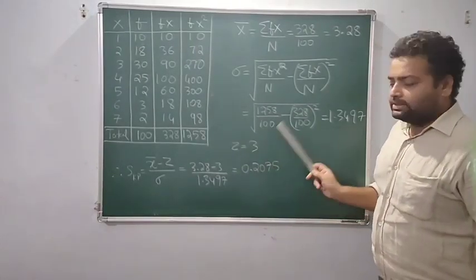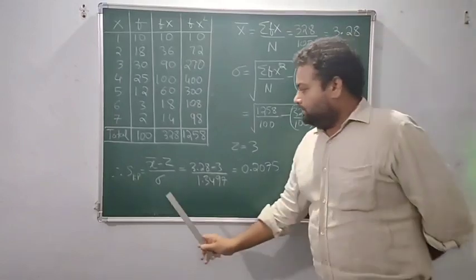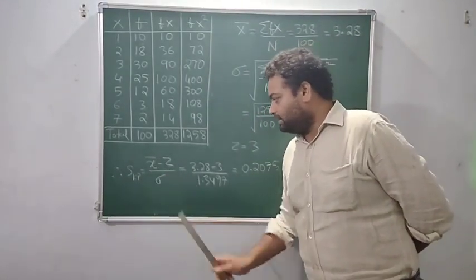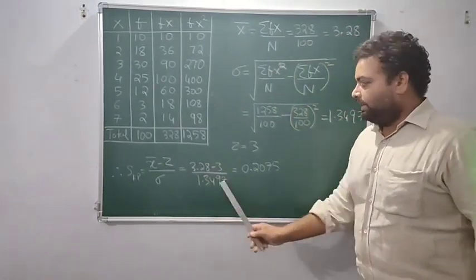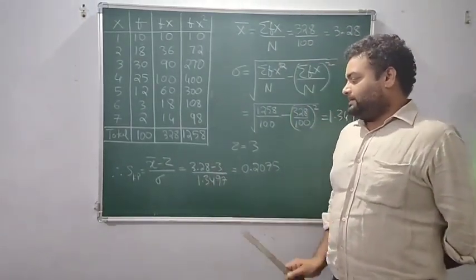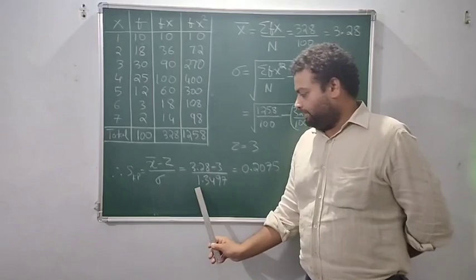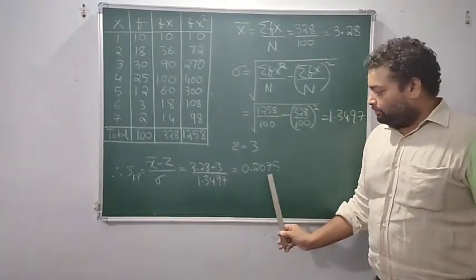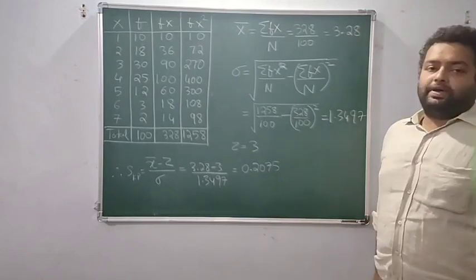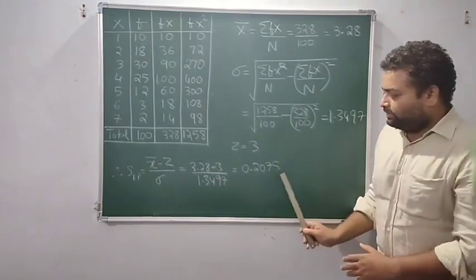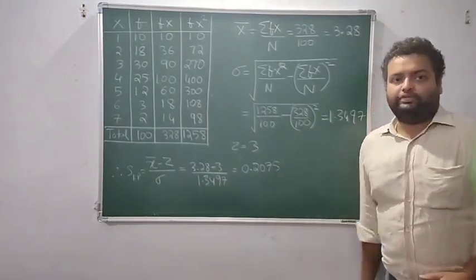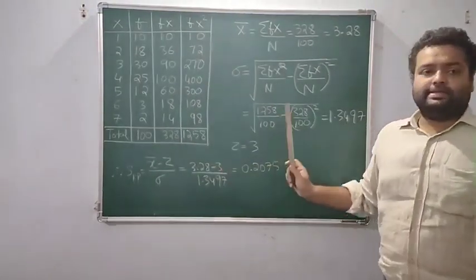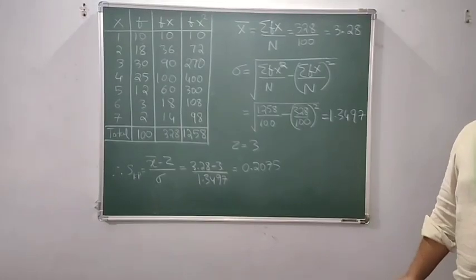So we have the results: mean as 3.28, standard deviation as 1.3497, and the mode value is 3. Substituting the values of mean, mode and standard deviation in this formula, we have 3.28 minus 3 divided by 1.3497, which gives the result 0.2075. Now here the value is a positive value. Therefore, we conclude that the distribution is positively skewed.